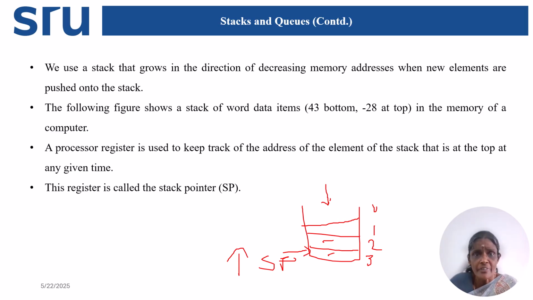So the following figures show a stack of word data items, 43 at the bottom and minus 28 at the top, in the memory of the computer. A processor register is used to keep track of the address of the element at the top of the stack at any given time. This is called the stack pointer. Already I told you, the stack pointer is nothing but a register, an 8-bit register.